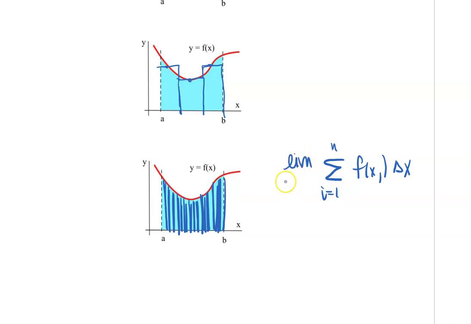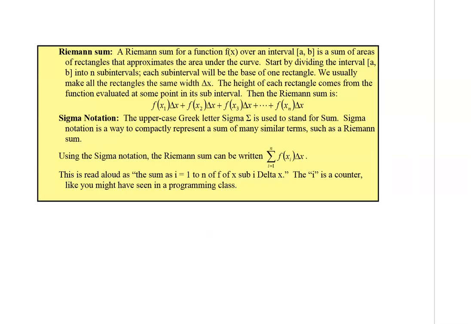If we make our rectangles and add in more and more and more, basically getting smaller and smaller and smaller, this is going to lead us to the area under that curve in a more defined value than just approximating it. And that is what Riemann sums is doing.